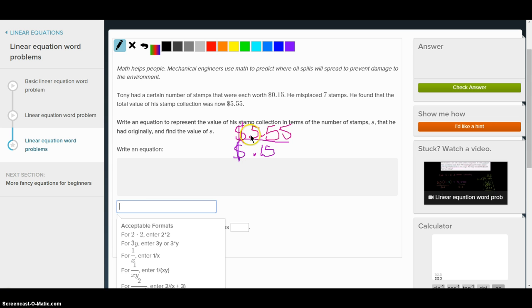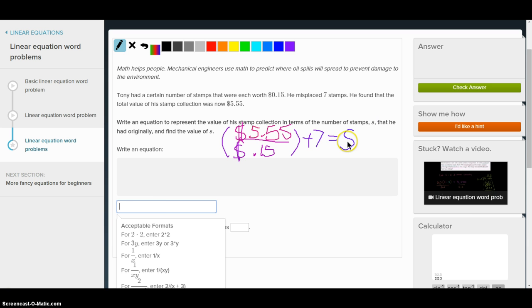So $5.55 divided by 0.15. Okay, so that is the number of stamps right there that he has right now. So he misplaced 7 stamps. So that means he had 7 more originally. So if we have the current amount of stamps plus the 7 that he lost, that will give us the original number. And we'll just say that is S. Okay. So let's put that in there.